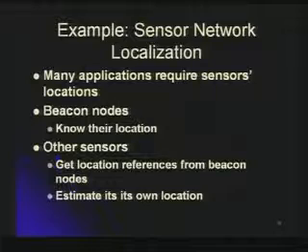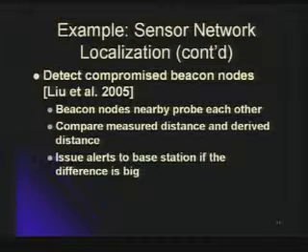It is very expensive to equip a localization device on every sensor node. So one basic approach is that we have some beacon nodes in the network. Those are sensor nodes who know their own locations, maybe because they have a GPS device equipped. And the other sensors talk to the beacon nodes nearby to get some location references. From those location references, I can estimate or derive my own location. But the problem is that if one beacon node gets compromised, it may just claim an arbitrary location, which forcefully causes other sensor nodes to derive wrong locations.